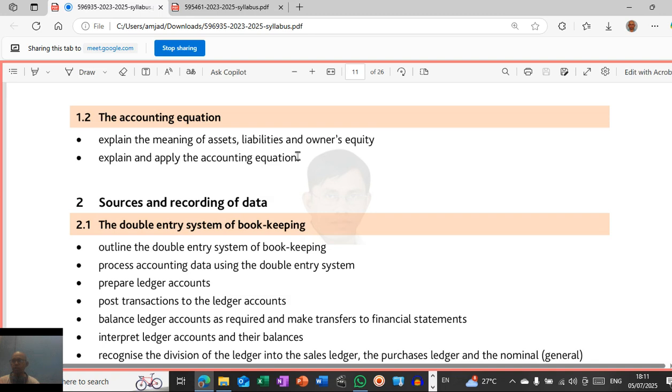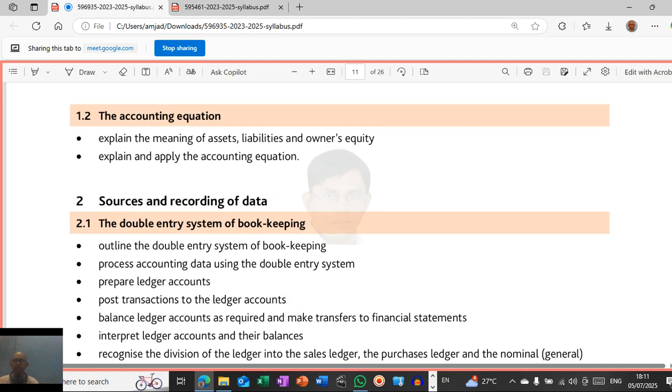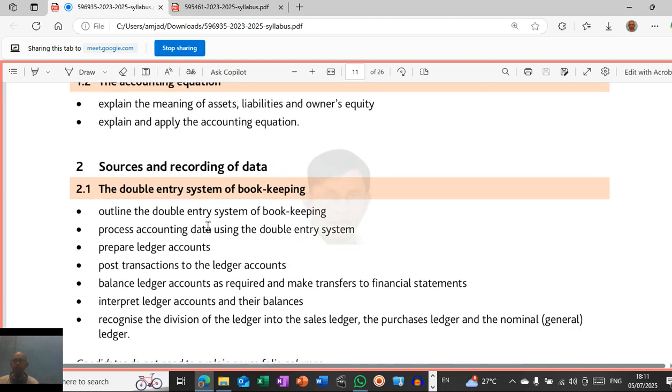Sources and recording of data. The development system of bookkeeping. Outline the developing system of bookkeeping, process accounting data using the double entry system, prepare ledger accounts, post transactions to ledger accounts, balance ledger accounts as required and transfer, interpret ledger accounts and their balances. All these things we will be learning in lesson number 2. So 2.1: recognize the division of the ledger into sales ledger, purchase ledger, and the nominal or general ledger. That we will be learning in 2.1 in detail.